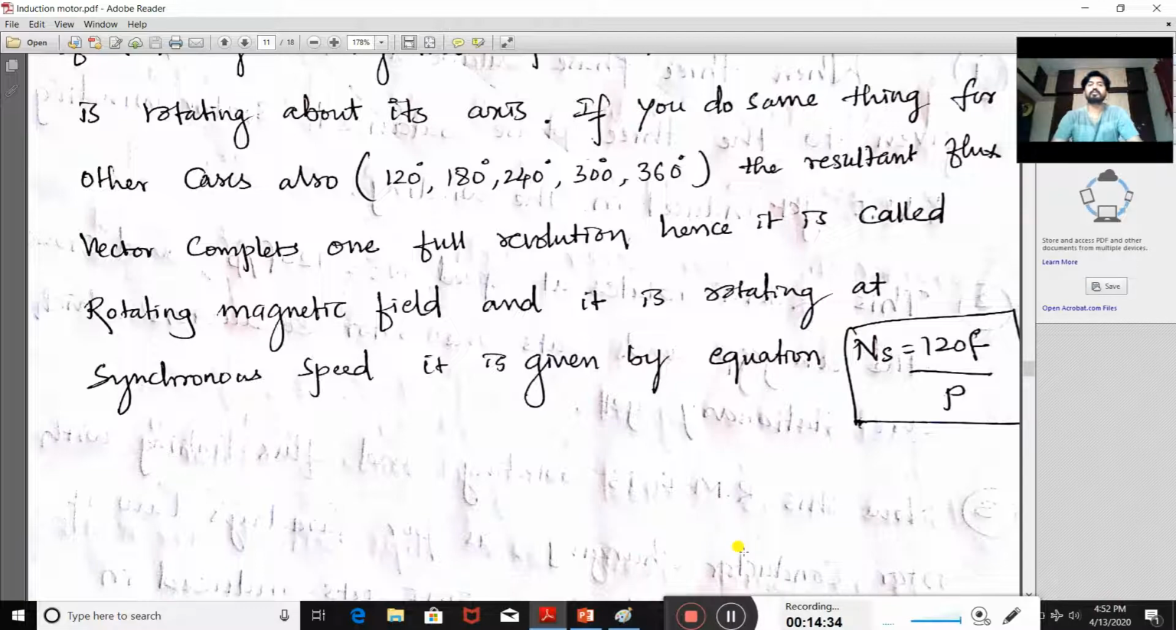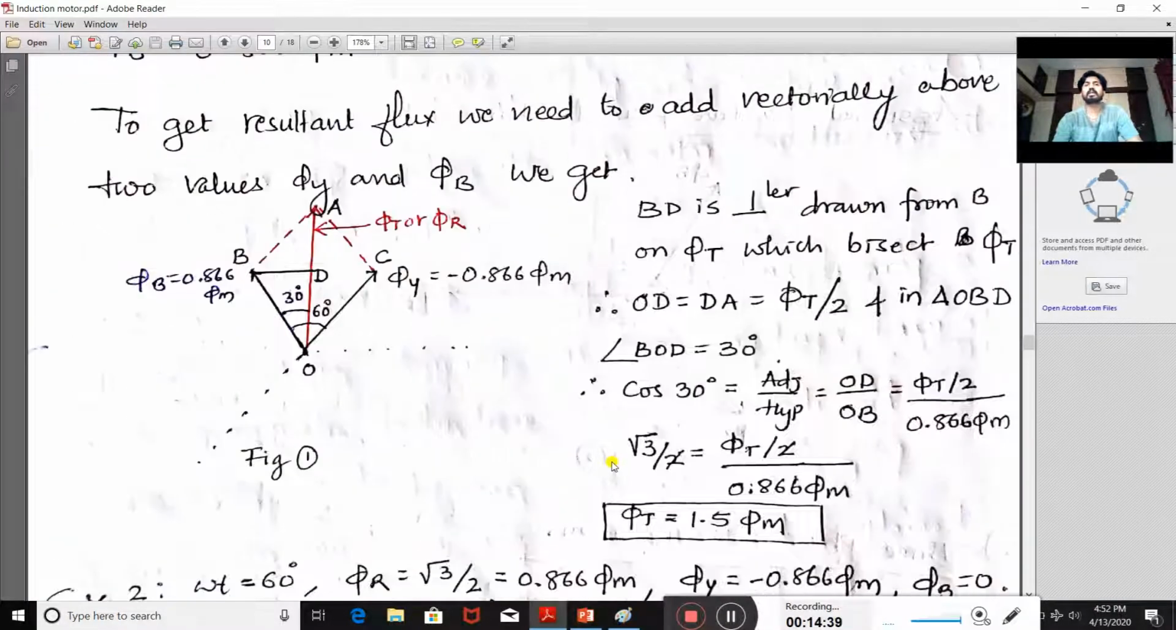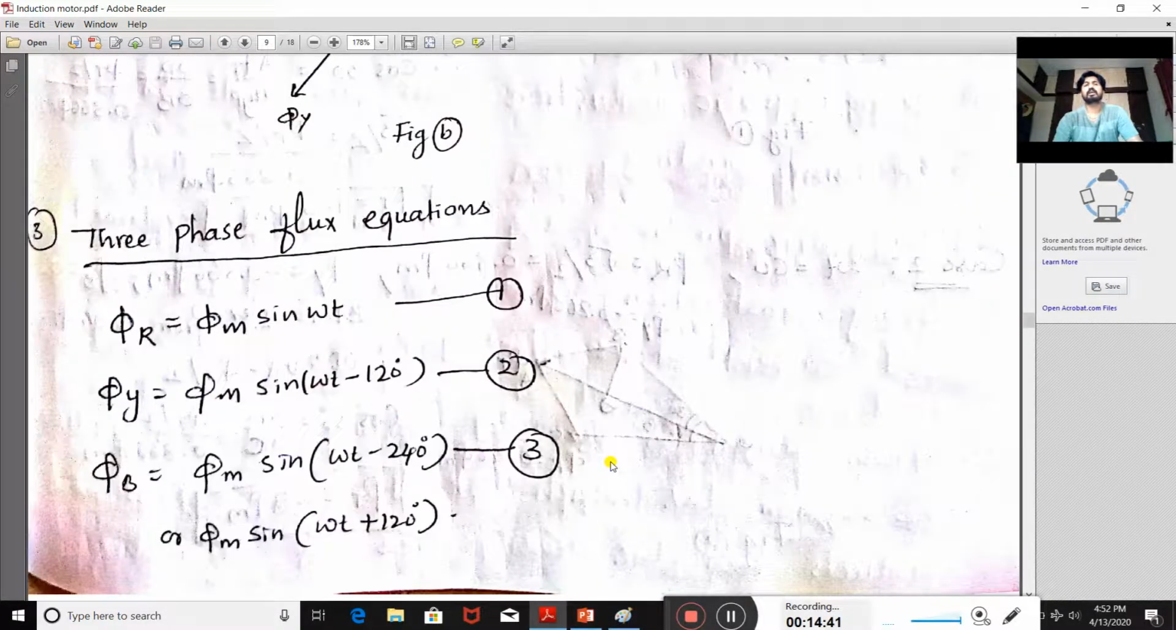In this way we can prove that the magnetic field produced in the stator winding is rotating in nature.